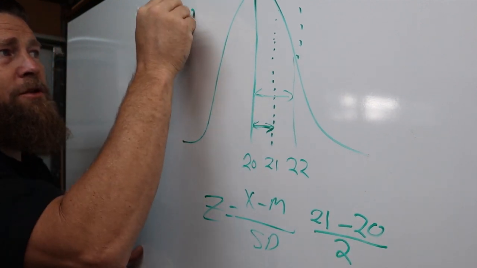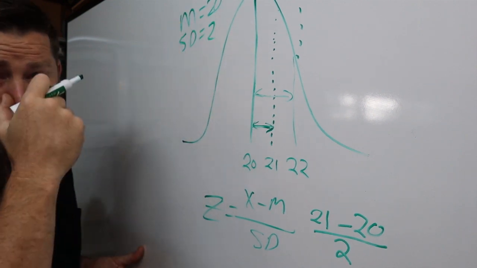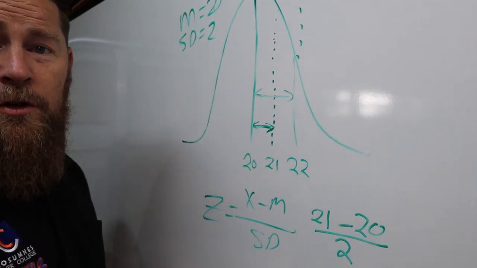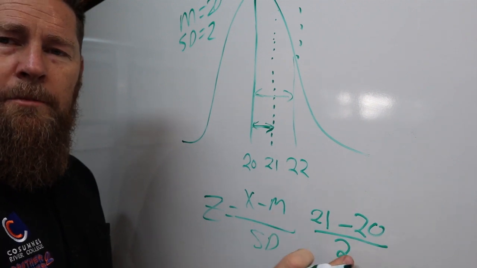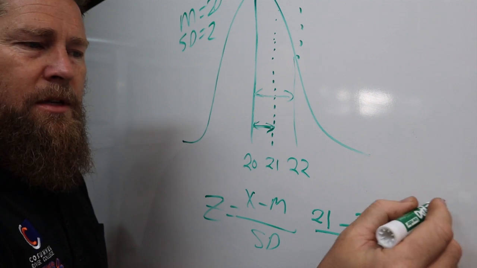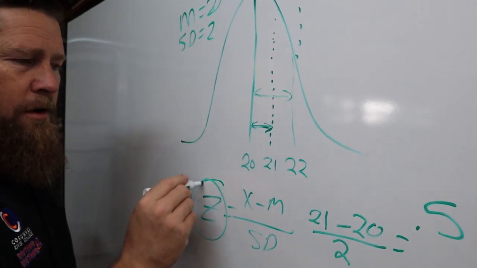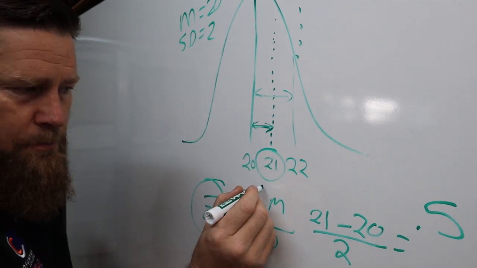We know that the mean for this group is 20 and the standard deviation is 2. So if I do this calculation, 21 minus 20 is 1. 1 divided by 2 is 0.5. So our z-score, the z-score for 21, is 0.5.